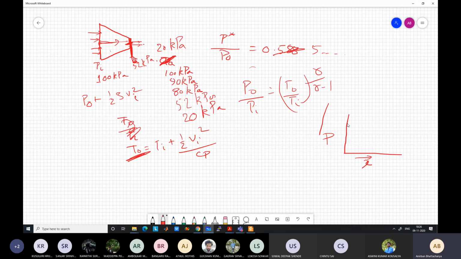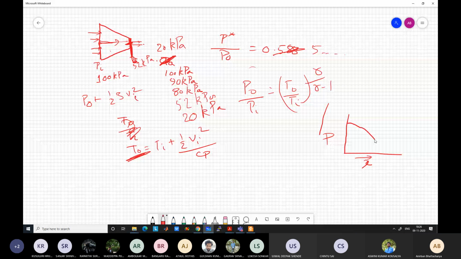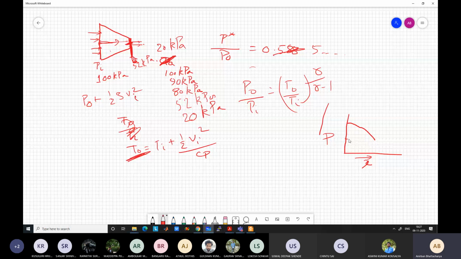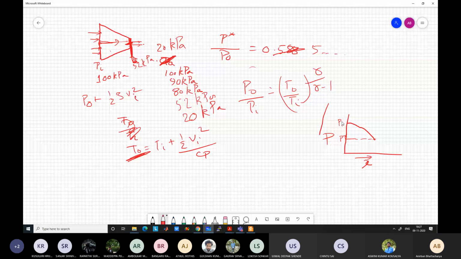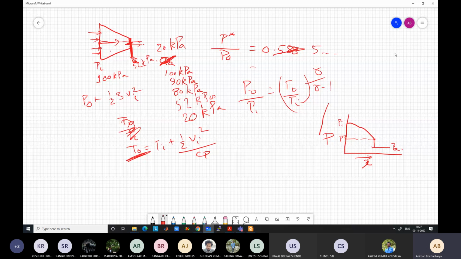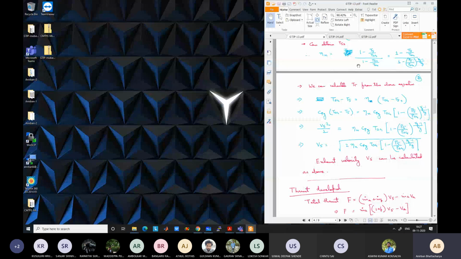So it will decrease, and this is say the inlet, and this is the critical pressure P star, and this is Pi, and then there will be a jump, and outside pressure will be the ambient pressure. There will be a sudden jump outside, and there will be an ambient pressure.